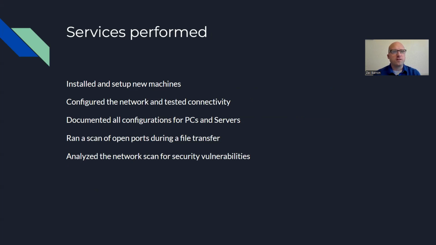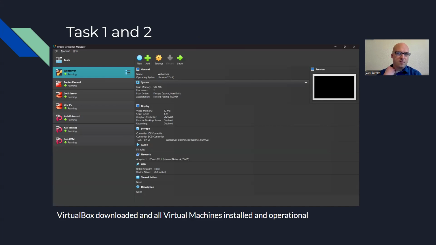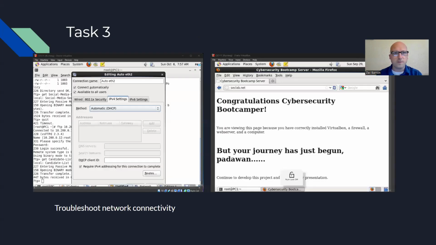What I've done for this: I've installed and set up new virtual machines, configured the network and tested connectivity, documented all configurations for PCs and servers, ran a scan of open ports during a file transfer, and analyzed the network scan for security vulnerabilities. The first task was to download VirtualBox and the extensions and 7 virtual machines, including a router firewall, web server, DNS server, CEO PC, and 3 Linux machines. And to make sure that they were all functional and working correctly.